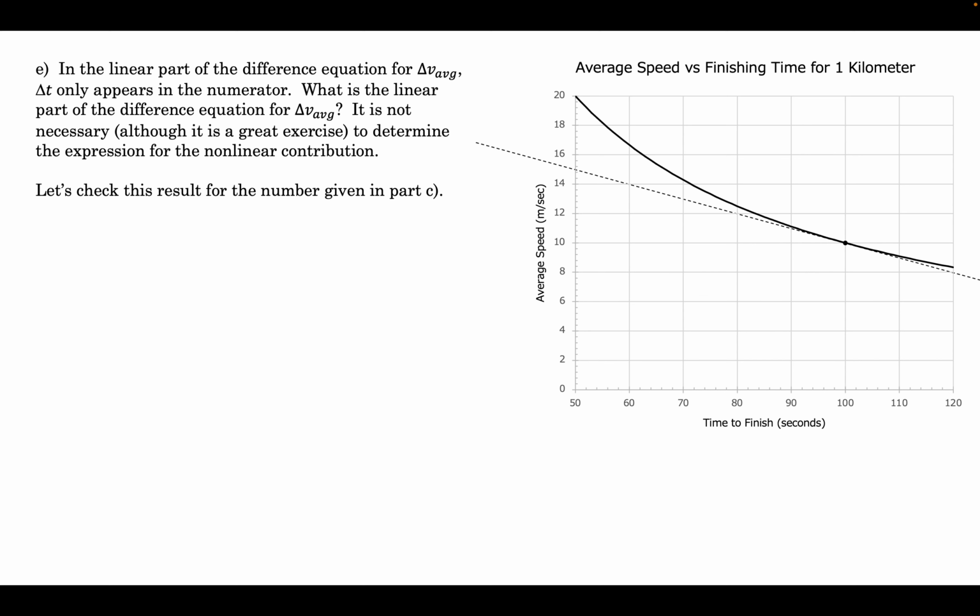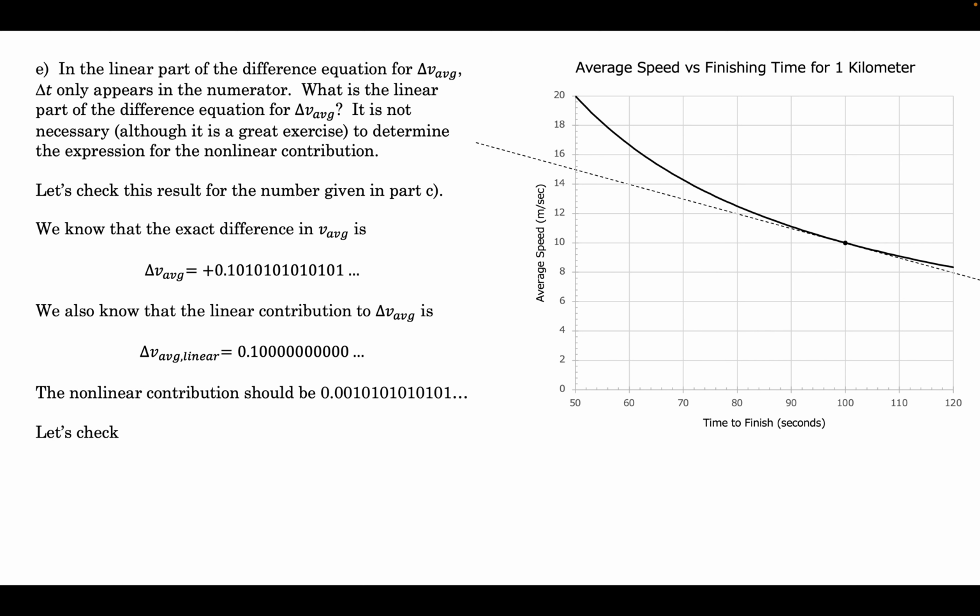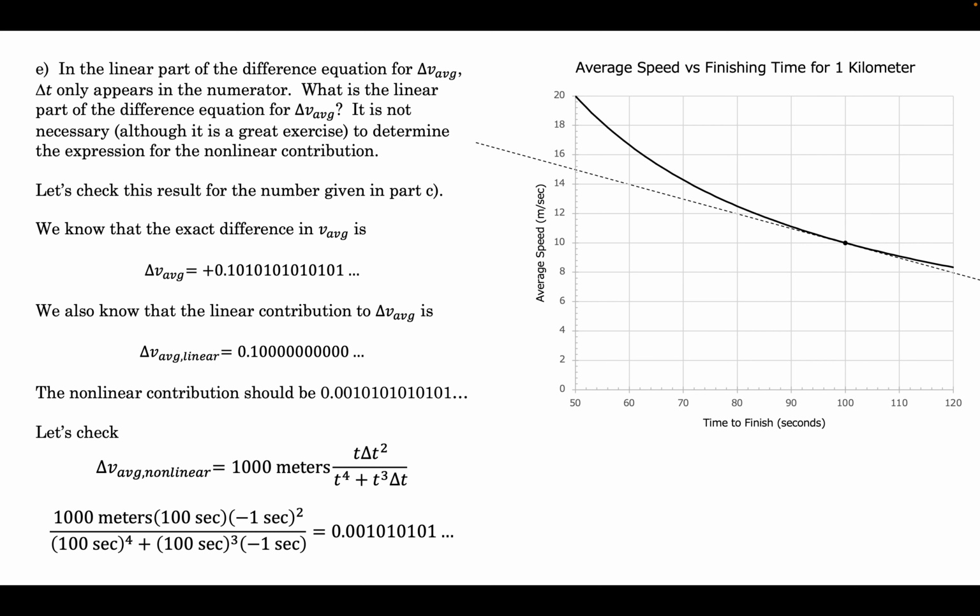And let's check this. We're going to use the nonlinear part and the linear part. The exact answer we know, 0.10101. The linear contribution is 0.1. So the nonlinear should be 0.00010101. And we can plug it in to our equation, and that's exactly what we get. So the nonlinear plus the linear is the exact.